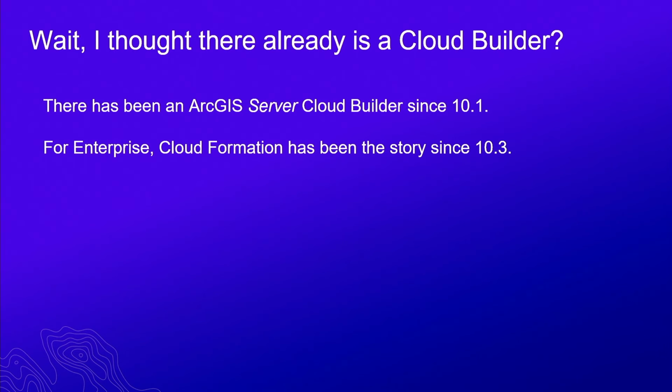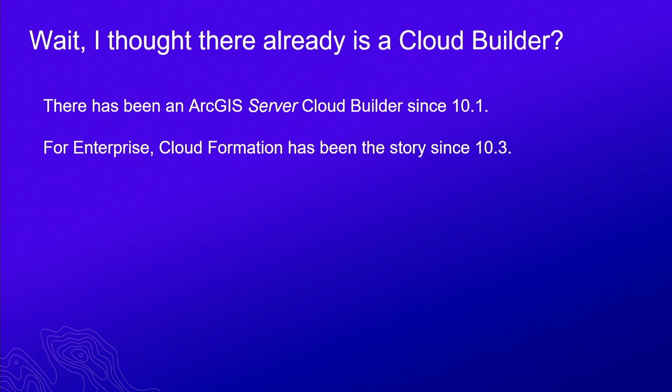Now, for years, if you wanted to deploy ArcGIS Enterprise on AWS, CloudFormation has been the way to do that. We've been doing that since 10.3. When we introduced the ArcGIS Server Cloud Builder at 10.1, we were one of the first vendors to move onto the cloud, onto AWS. And there were a lot fewer AWS services at that time.